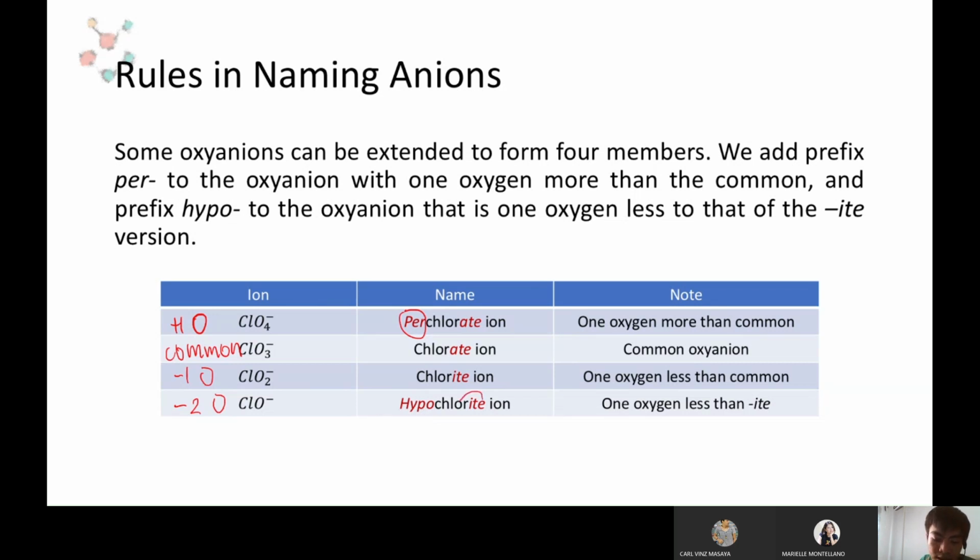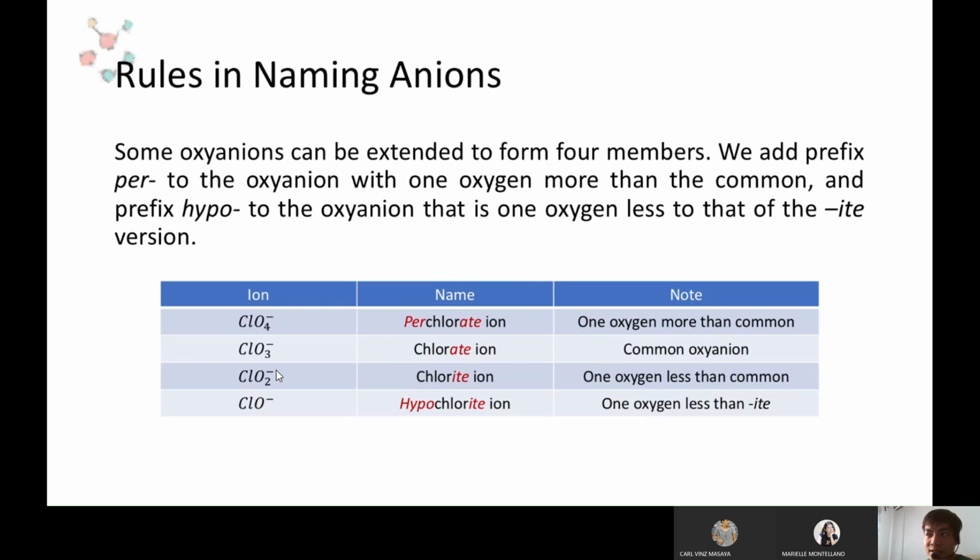So, ano uli meaning ng ite, yung I? 1 oxygen less than the common. Pag may hypo, ang meaning nun, another oxygen less than the common pa. So, meaning minus 2 oxygens siya sa common. And don't worry, ito pa lang naman so far, yung mga common oxyanion na may extendable version. So, kakabisaduhin na lang natin siya. Again, ClO4 perchlorate because it is 1 oxygen more than the common. ClO3, ito daw yung common. So, tanggapin na lang natin na pinangalanan nila yan na ganyan na.